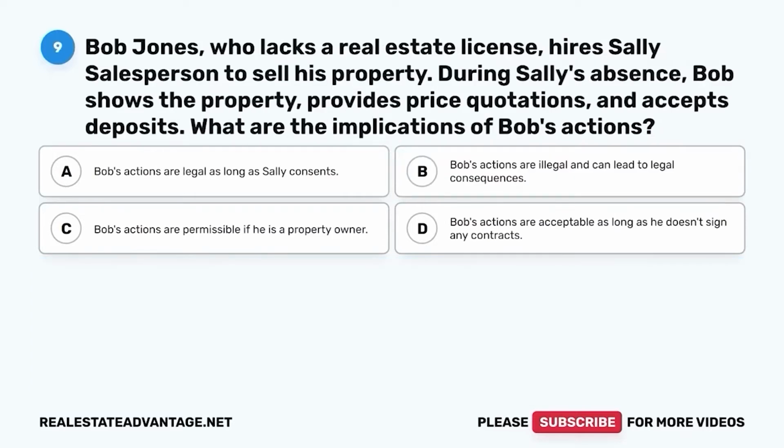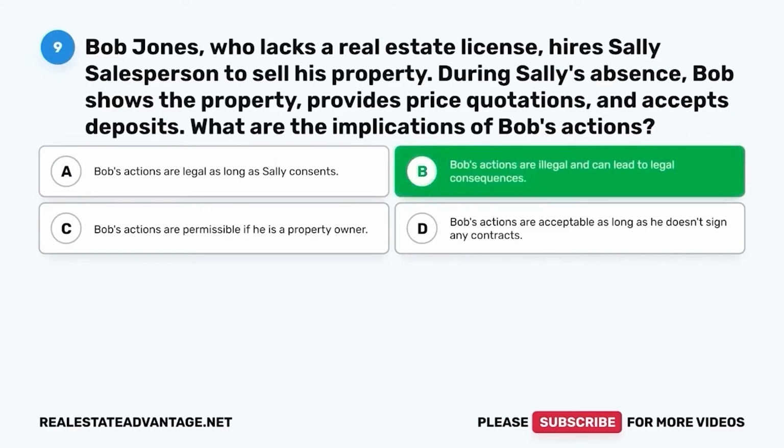Question 9. Bob Jones, who lacks a real estate license, hires Sally's salesperson to sell his property. During Sally's absence, Bob shows the property, provides price quotations, and accepts deposits. What are the implications of Bob's actions? A. Bob's actions are legal as long as Sally consents. B. Bob's actions are illegal and can lead to legal consequences. C. Bob's actions are permissible if he is a property owner. D. Bob's actions are acceptable as long as he doesn't sign any contracts.